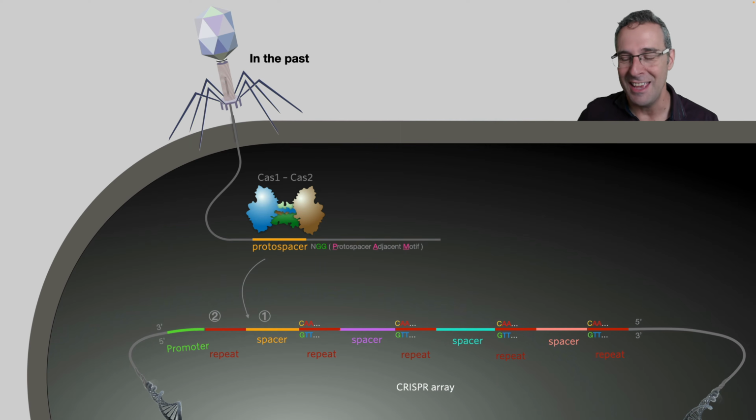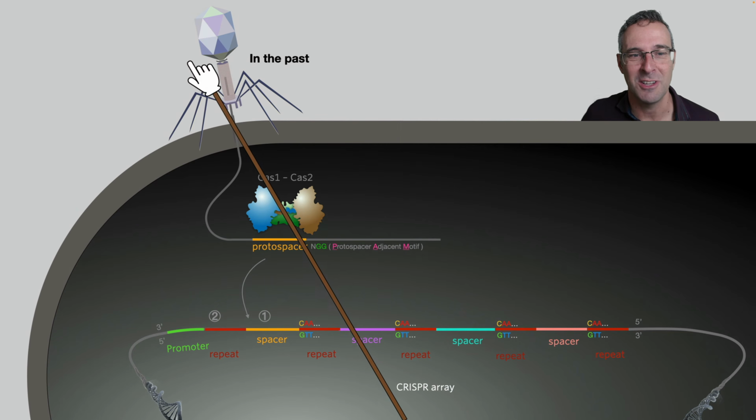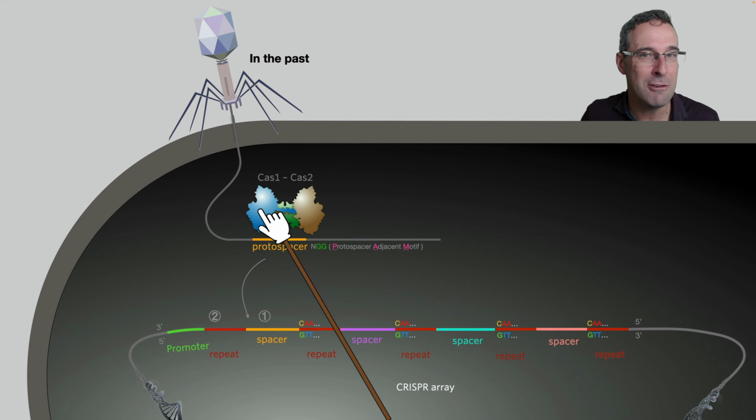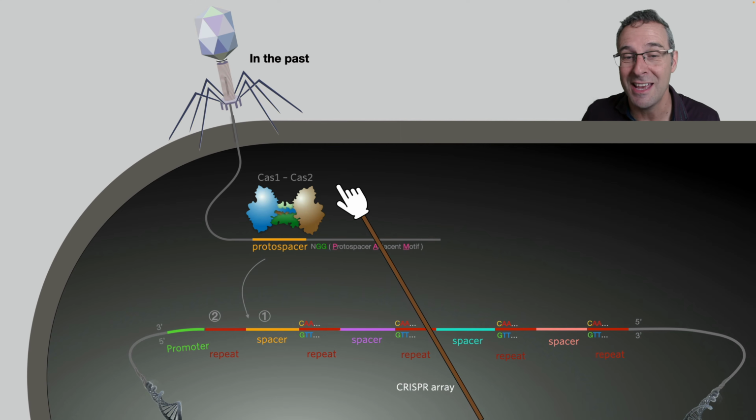You can see here in my diagram that over here we have a bacteriophage, that's a kind of virus that infects bacteria, injecting its DNA into this bacterial cell. Like a syringe, it injects its DNA into the bacterial cell. And the first thing that happens is a pair of enzymes called Cas1 and Cas2. They are actually two separate enzymes, but they function together. They're joined at the hip, a bit like Thing 1 and Thing 2 in the Cat in the Hat. They're always together and they work in concert.